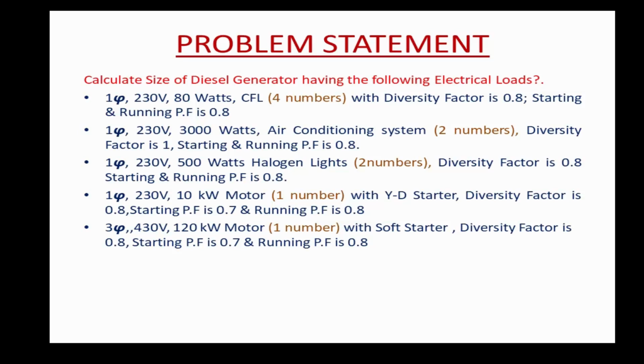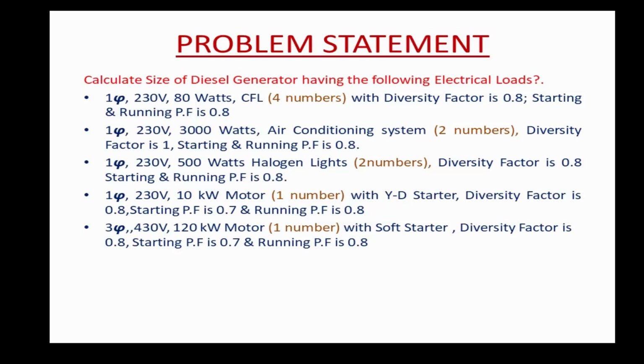The first load is compact fluorescent load, which has 4 numbers, each 80 watts with a diversity factor of 0.8, starting and running power factor of 0.8. Next load is air conditioning system, 2 numbers, each 3000 watts. Diversity factor is 1, starting and running power factor being 0.8 once again. Third kind of load is halogen light, 2 numbers, 500 watts each. Diversity factor, starting and running power factor 0.8.